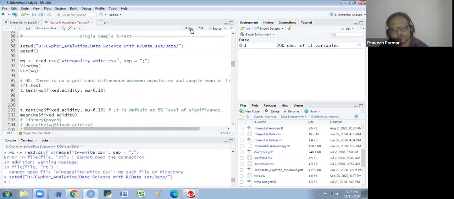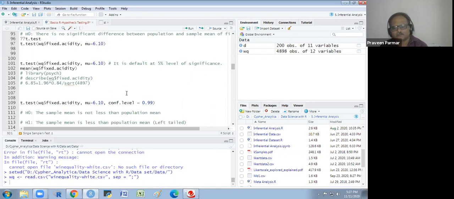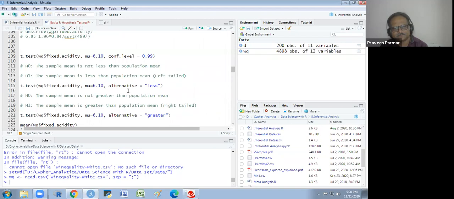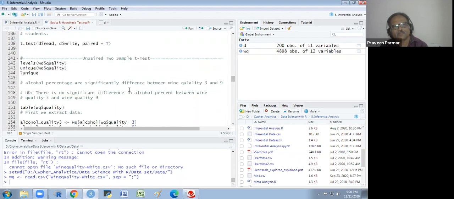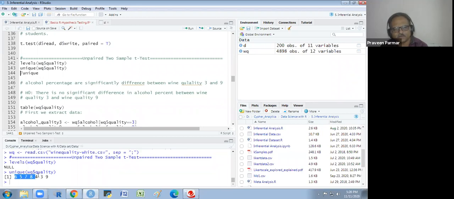I have various options, and I could use the file choose also, but I have changed the directory. Different options we have. And I will show you the levels of the wine quality. You see, these are the labels it is showing me, because it is not a factor. So we see the unique values.